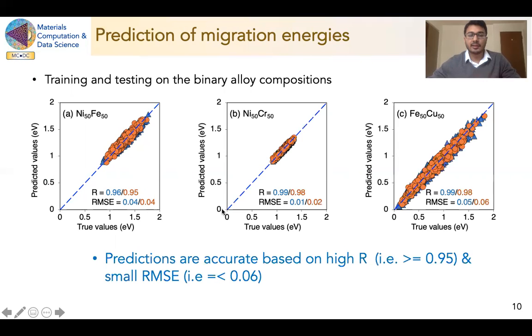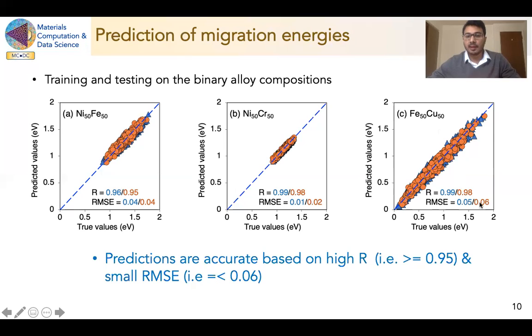Similarly, we tested our models on some other binary compositions also. The important point is in the iron copper case, you can see the wide distribution in the migration energies, and the model is able to capture this wide distribution quite well.